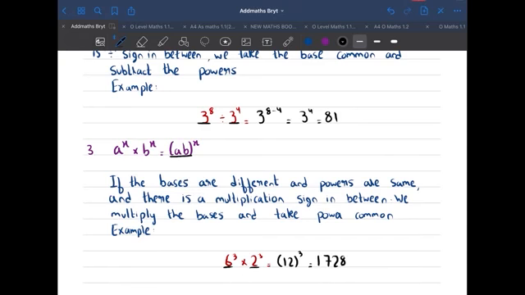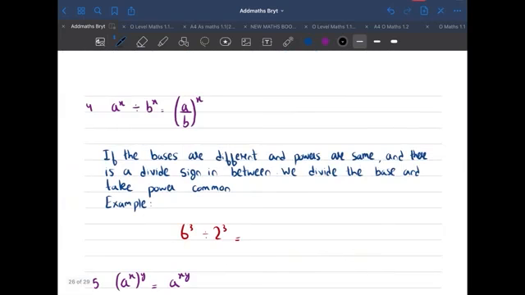Now comes rule 4. When the bases are different and the powers are the same, and there is a division sign in the middle, you divide the bases and take the power common. So let's see here. Are the bases different? Yes. Are the powers the same? Yes. So I'm going to divide the bases. 6 upon 2 cube, and it's going to become 3 cube. That's 27. Did you get till this point?